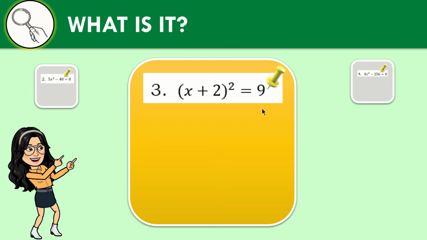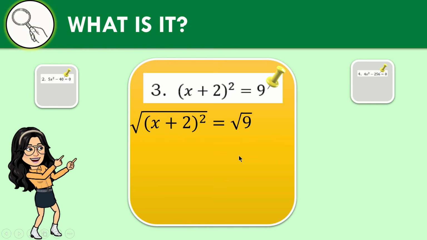Since we already have here x plus 2 squared as our quadratic term, and 9 is our constant, the next step is, we are going to eliminate the squared right here. So we are going to apply square roots in both the left and the right side of our equation. So let's see.